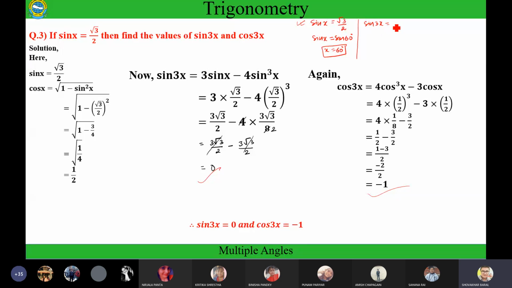So sin 3x will be equal to sin 3 times 60 degrees. Sin 3 times 60 is sin 180 degrees. Sin 180 is 0. Similarly, cos 3x also you can find in the same way. Cos 3 into 60 degrees is equal to cos 180 degrees, and this is equal to minus 1.